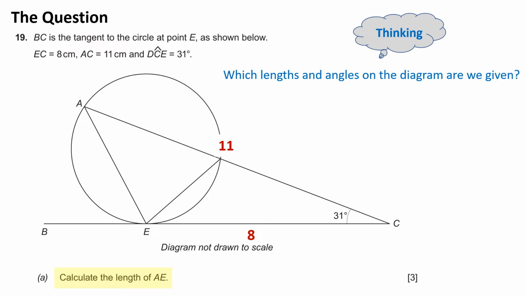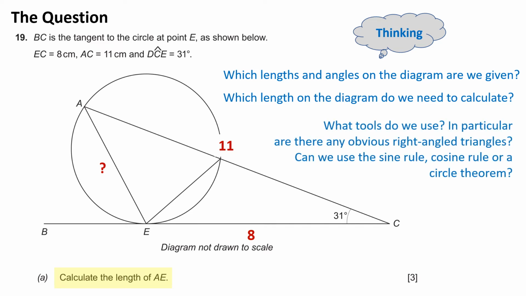Then it says calculate the length of AE. So we know what they've told us and what it means. We now need to know what they are asking, and they want this side here on the left, AE. The next natural question is, how are we going to do it? What tools can we use, of all the things we know?